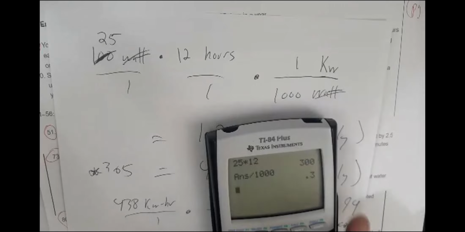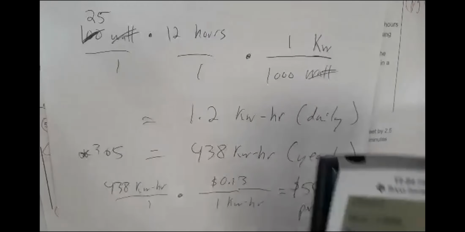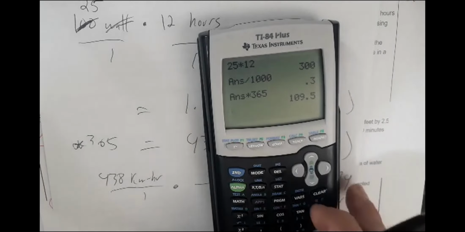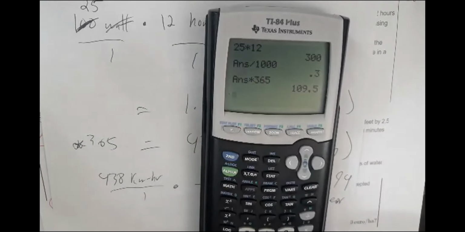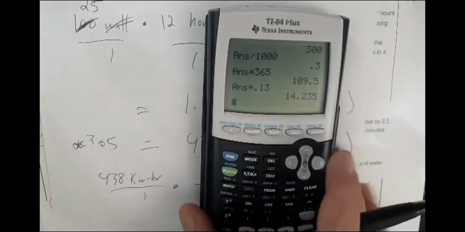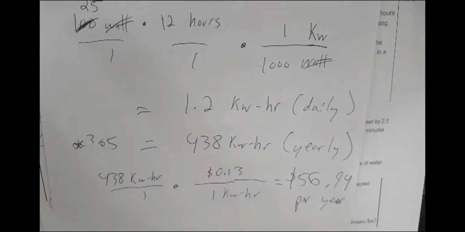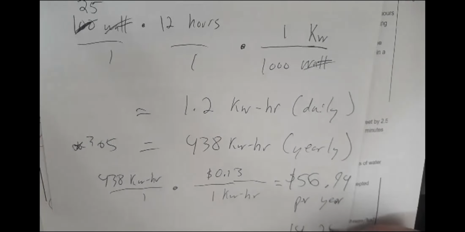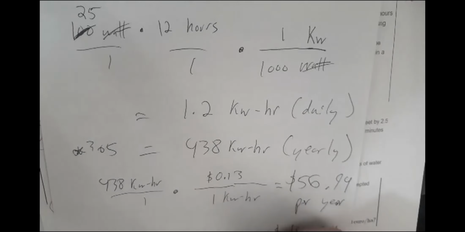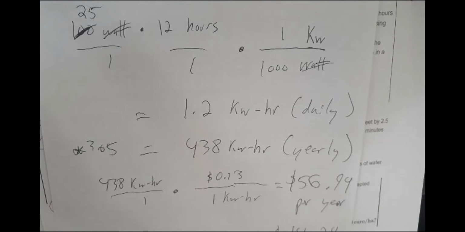Instead, plug in 25. That's going to give me 0.3 kilowatt hours daily. I'm going to have to figure out what that is for the year. And so that's 109.5 kilowatt hours for the year. And then I have to figure out the cost of that for the year, which is going to give me 14.235. So 14.24 should be my yearly cost. And this is the 25-watt bulb. Does that come out the same as dividing it by 4? Yeah.